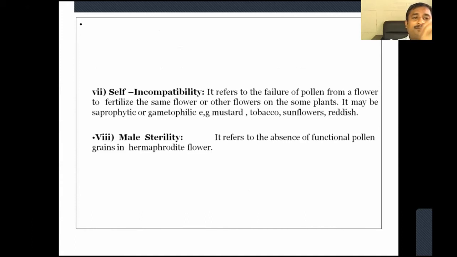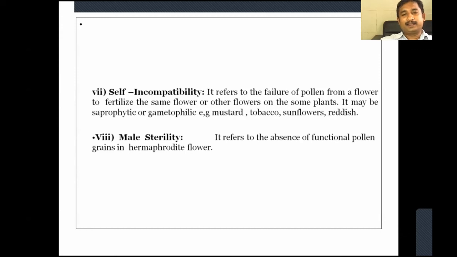If the pollen cross-pollinates to the same flower, there won't be any seed. So that is called self-incompatibility. It means failure of pollen from the flower to fertilize the same flower or other flowers on the same plant. It may be sporophytic or gametophytic. These are technical terms. And the examples are mustard, tobacco, sunflower, and radish.